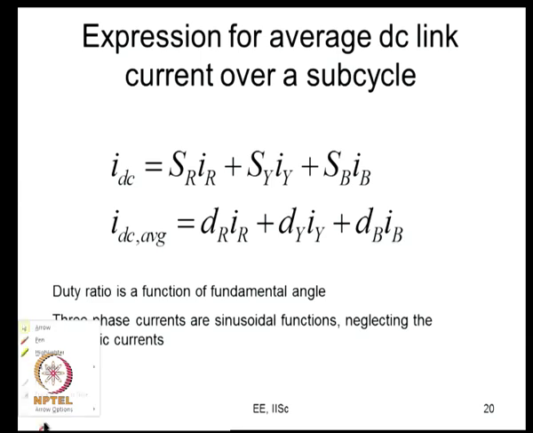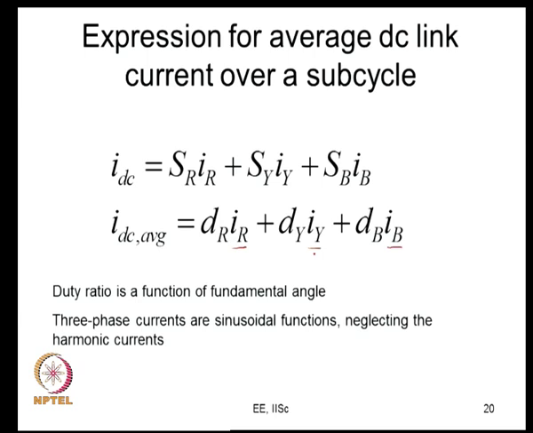As you can very clearly see, these 3 phase currents are sinusoidal currents. And what about this dR, dY and dB? They are related to the modulating function. If the modulating functions are sinusoids, then they are also sinusoids. Otherwise, if there is some common mode component added, then they change accordingly.